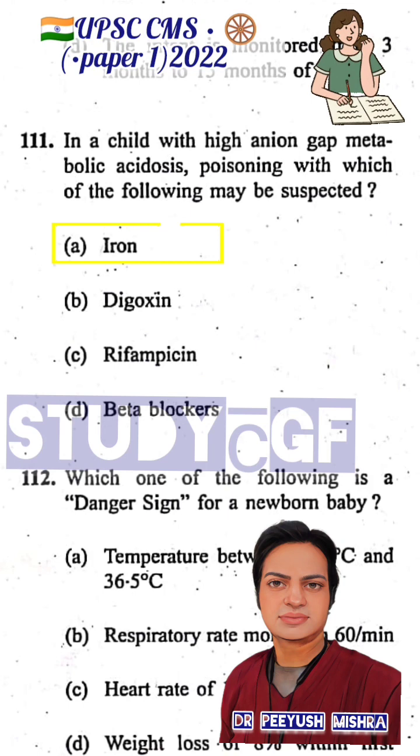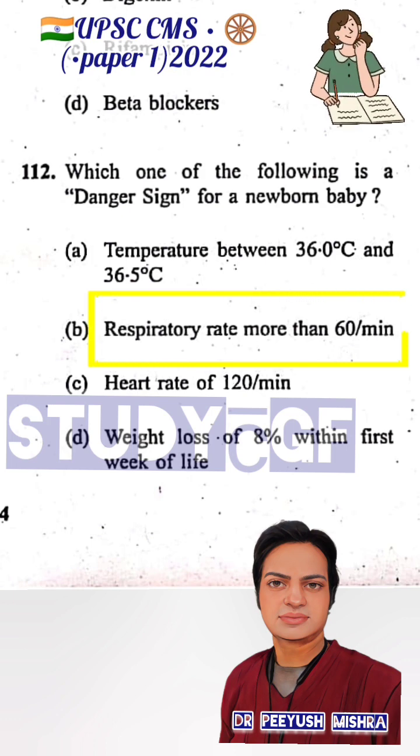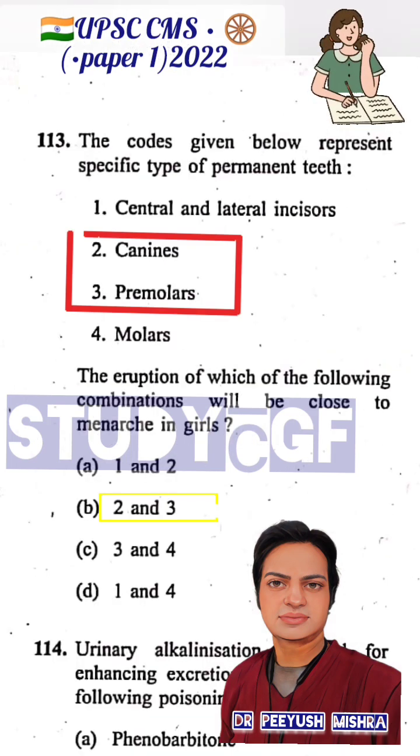In a child with high anion gap metabolic acidosis, poisoning is suspected to be iron. Which one of the following is a danger sign for a newborn baby? Respiratory rate more than 60 per minute. Specific type of permanent teeth: canines, premolars.